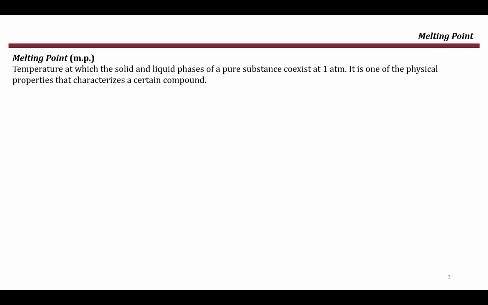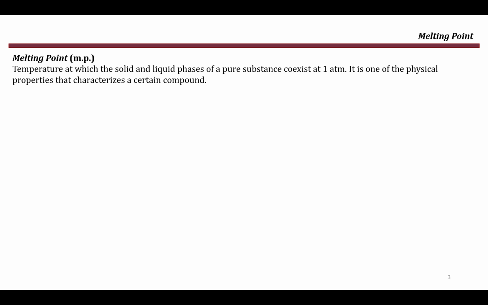By definition, the melting point of a certain compound is the temperature at which the solid and the liquid phases of a pure substance coexist at 1 atmosphere. So whenever we have a solid, this solid upon heating will transform into a liquid. The temperature at which this transformation takes place is called the melting point of the compound, and it is usually measured under 1 atmospheric pressure.